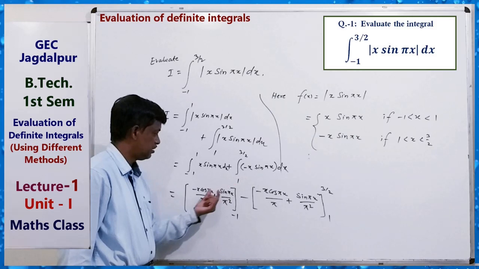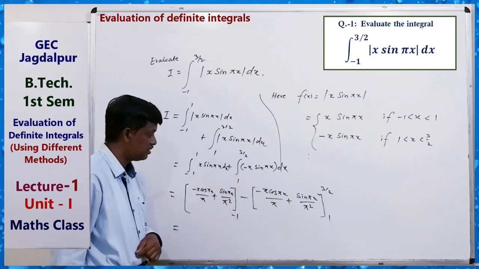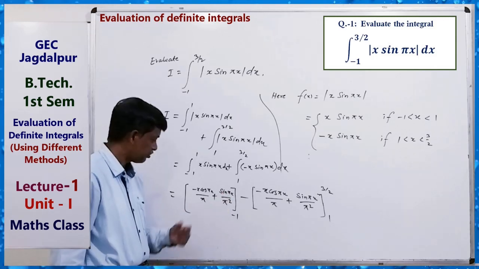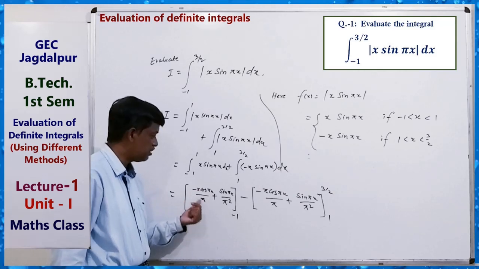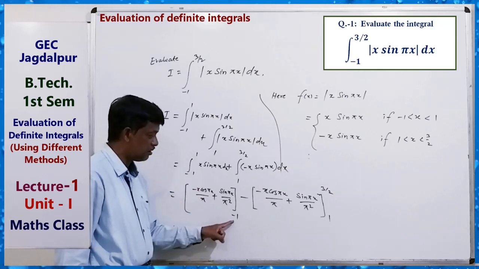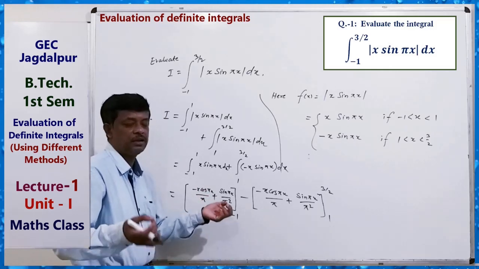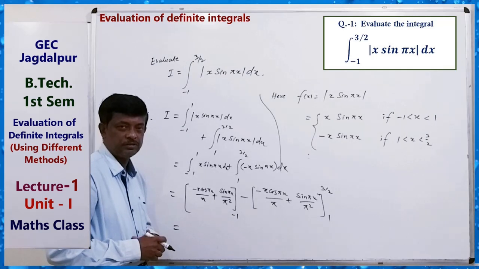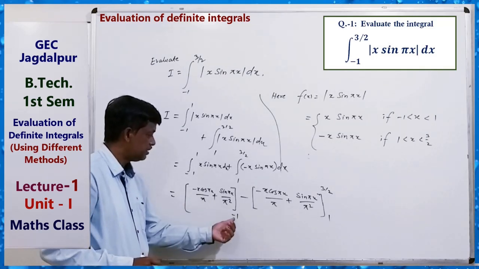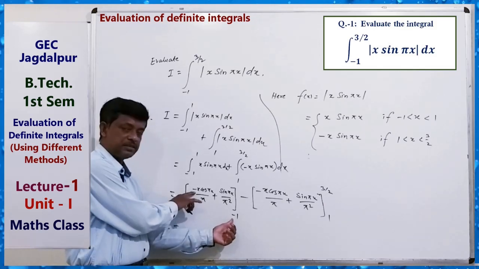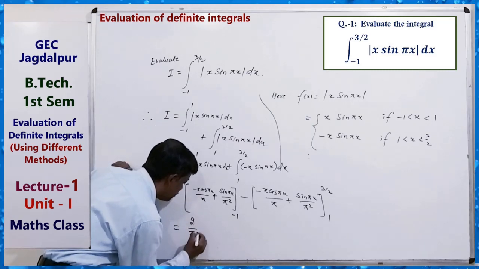After 1, cos pi minus 1, sin pi 0, minus 1, minus plus 1 by pi at the time of minus 1, cos minus pi also minus 1, minus minus plus, and this will give its sign plus. So 2 by pi. So 2 upon pi.